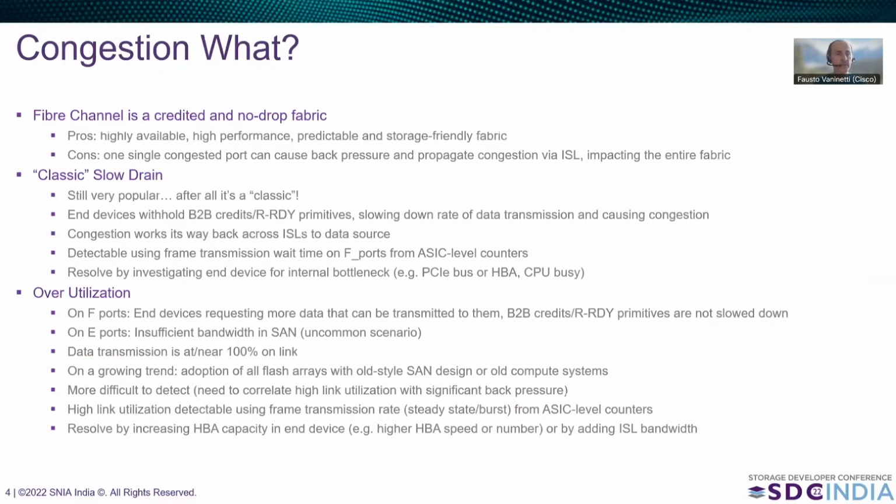And it's more difficult to detect because here we need to take into consideration a couple of parameters. First, we need to consider high link utilization, and then we need to correlate with significant back pressure toward the source. Now, high link utilization is detectable using ASIC level counters. The frame transmission rate can be measured that way, and it is possible to do so for the steady state or bursts. The solution to host overutilization is to increase the HBA capacity, having more HBAs or improving their port speed. The solution to overutilization on ISLs is just to add more ISLs into the fabric.